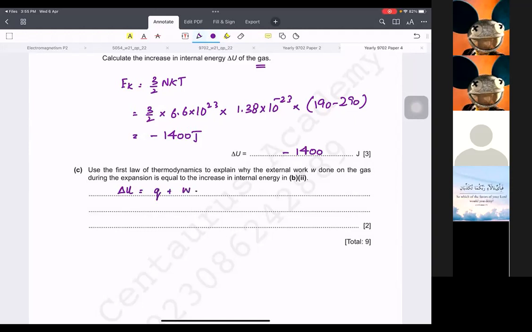Right, this is our equation. Now you see that no energy was given in or out, so Q was zero. Hence, delta U should be equal to the work done only. That's because the gas expanded and internal energy decreased.